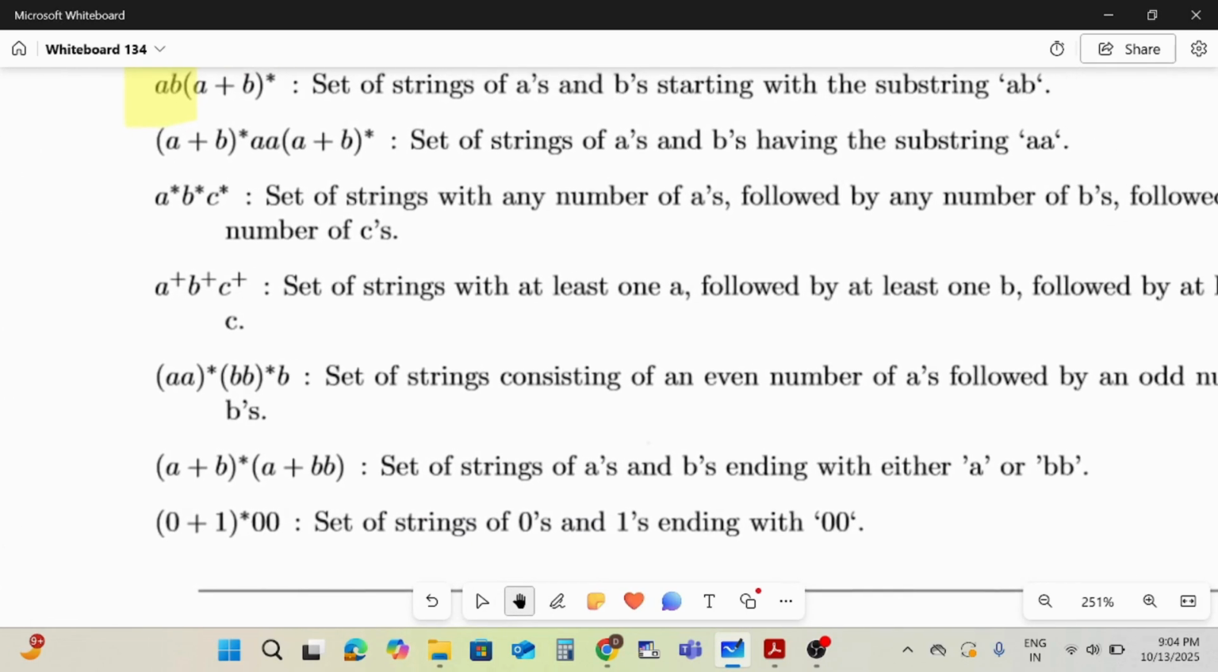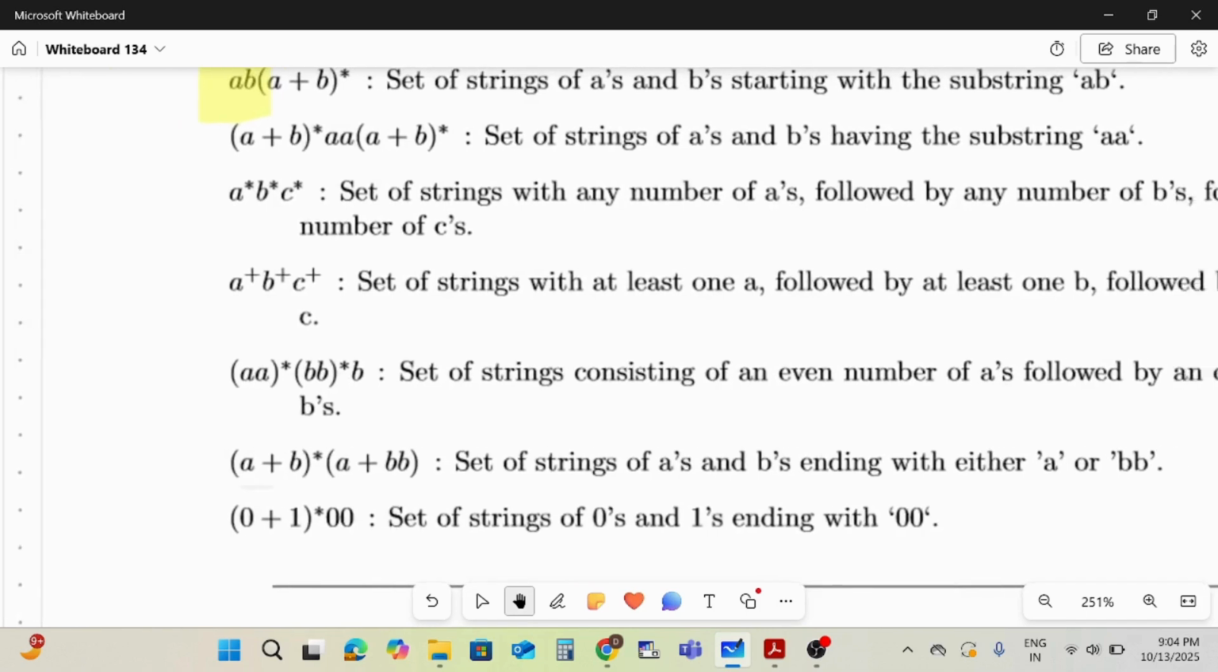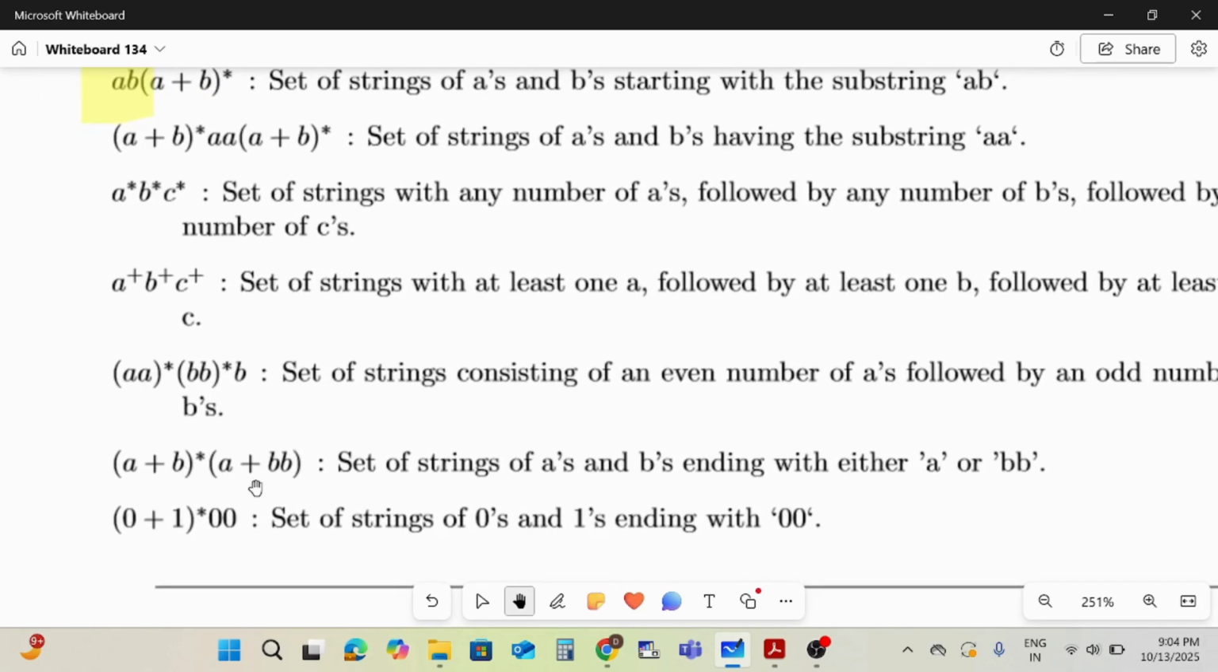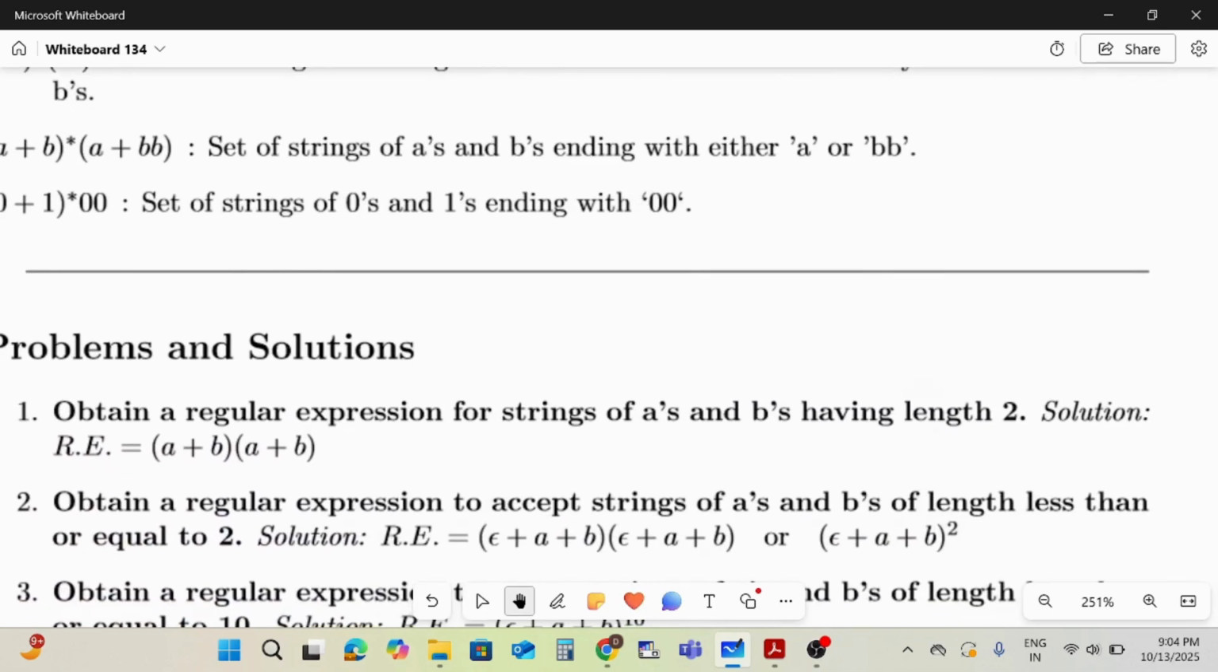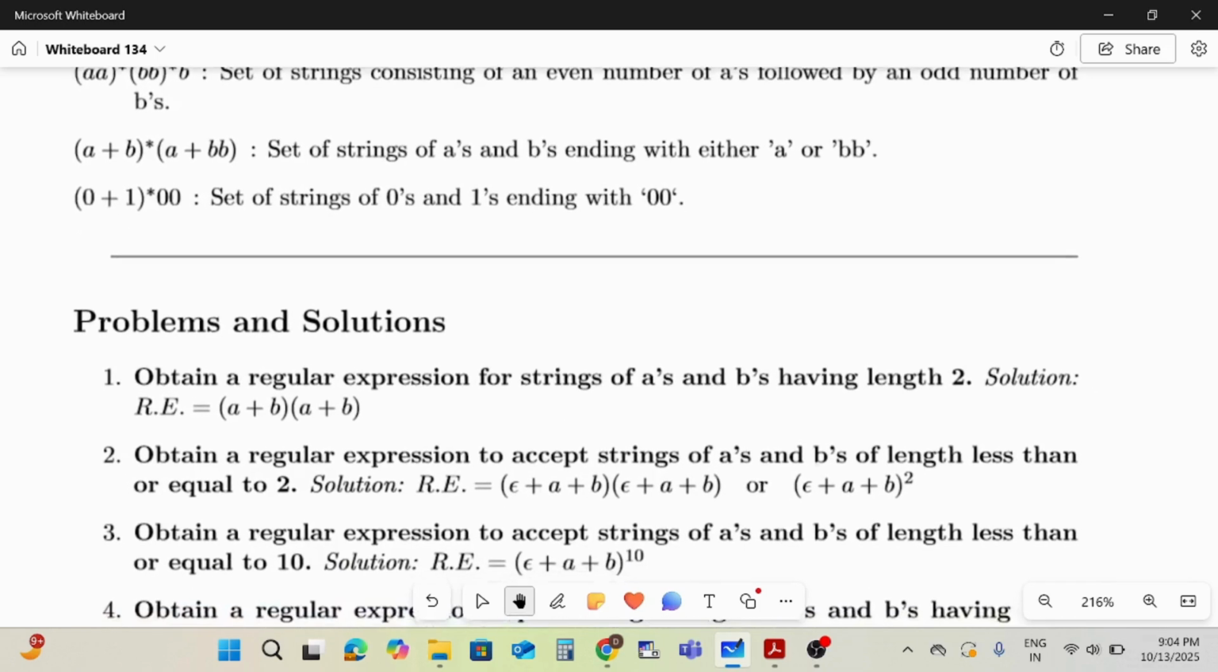In similar fashion, this is a regular expression which will generate strings ending with A or BB. It is ending with A or BB. Here it is a set of strings of zeros and ones ending with 0, 0. So let us see some of the complicated examples, a few of the problem examples.